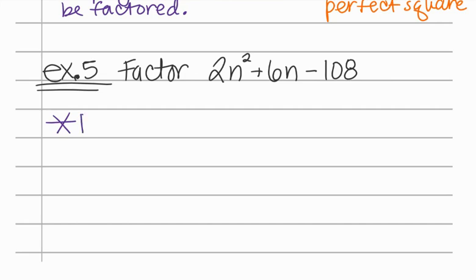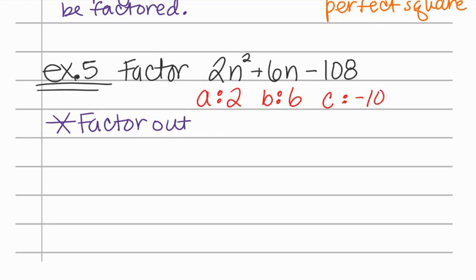So the first thing we're going to do is factor out the GCF. And if you look, if I identify my A is 2, my B is 6, and my C is -108. Each of these numbers is even, right? So I can factor out a 2. GCF is 2.